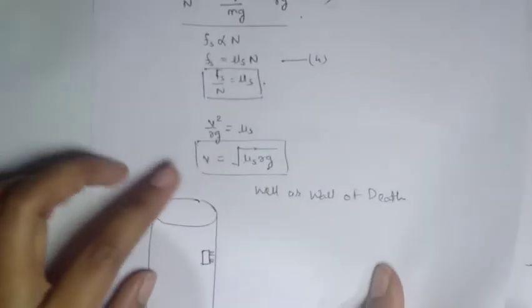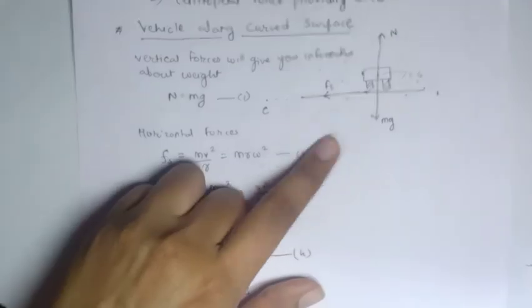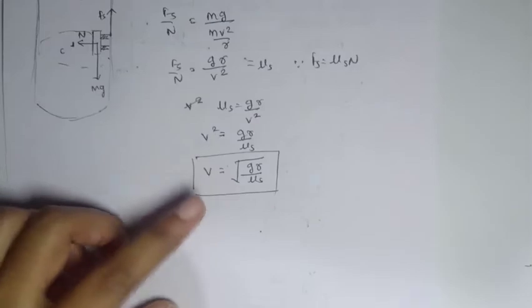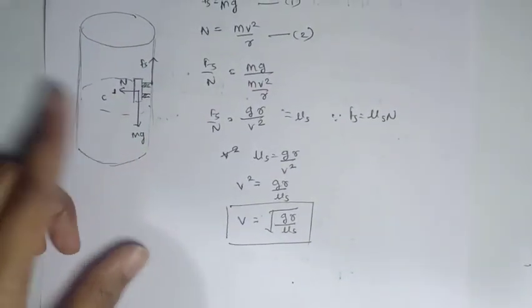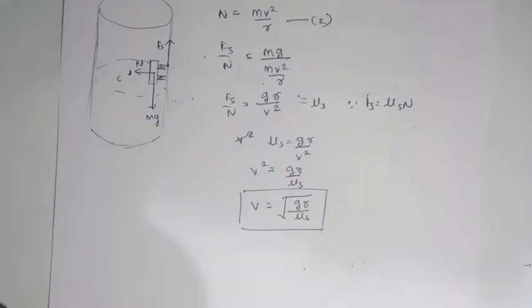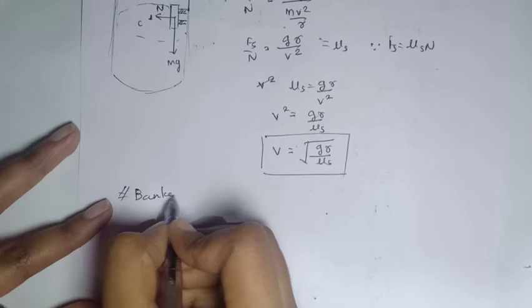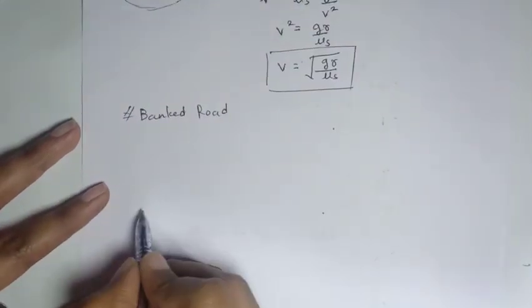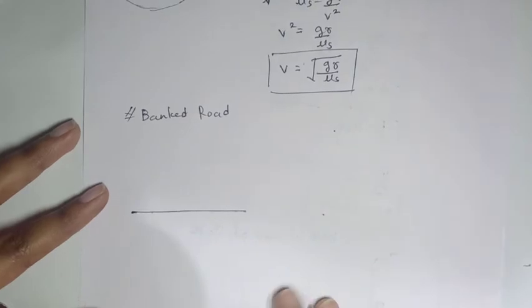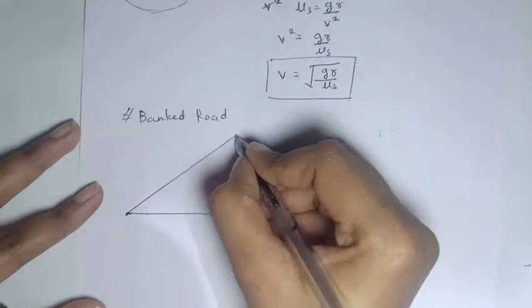Okay, so this is the formula for the horizontal curved road, and this is the formula for the well of death, in a cylinder, when an object performs circular motion. After that we considered the banked road. So the banked road is nothing but, this is your usual horizontal road, and if this surface is raised, it will be like this.